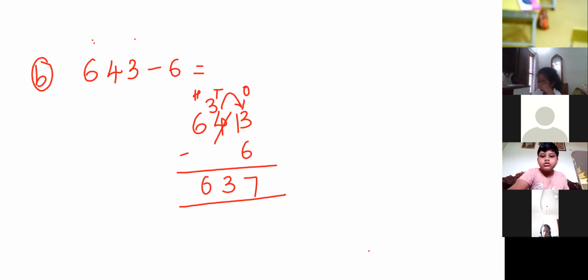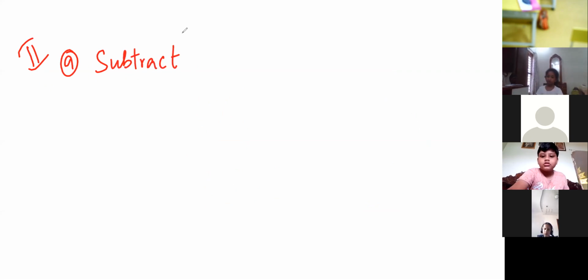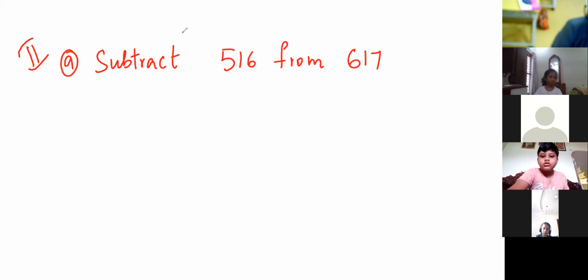Now, second bit. Second bit, A bit is: subtract 516 from 617. See children, what is the question given?